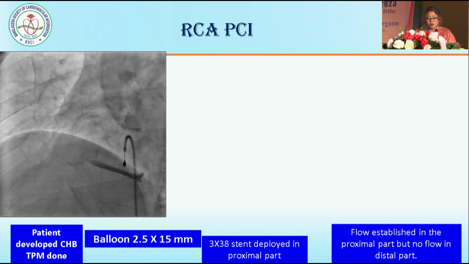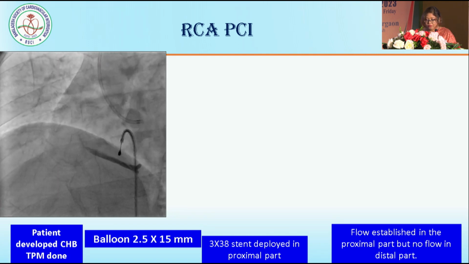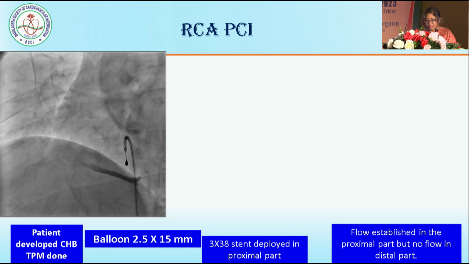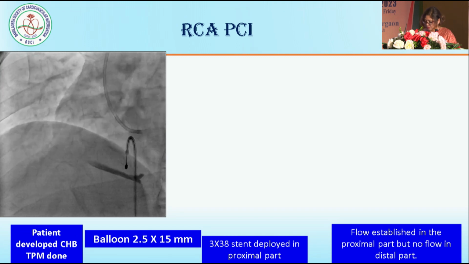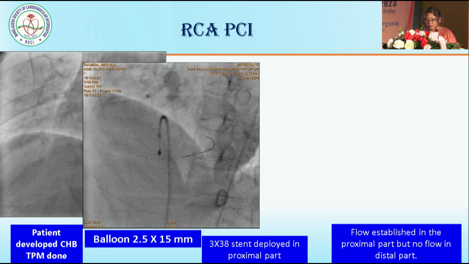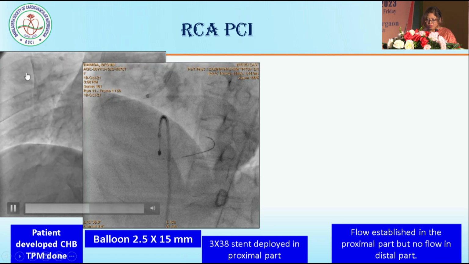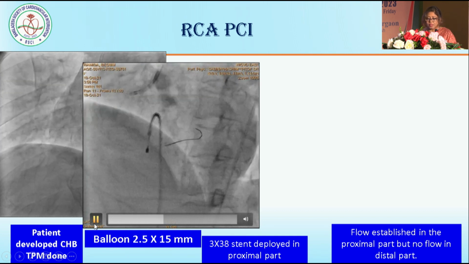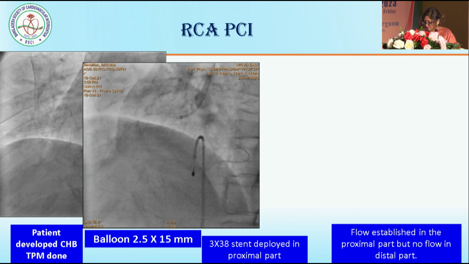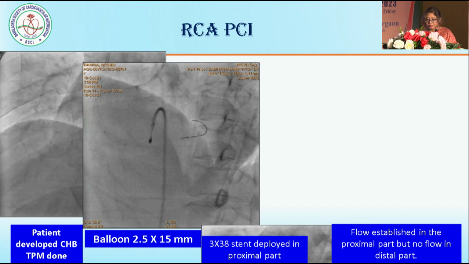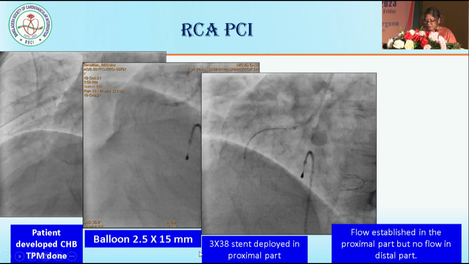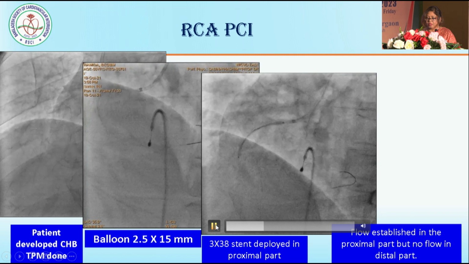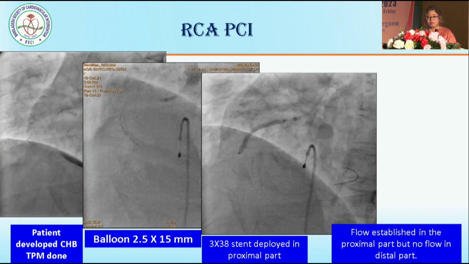She developed complete heart block, and then TPM was done. Then we took the guide and managed to wire the RCA, and we tried to stent the proximal dissection point.